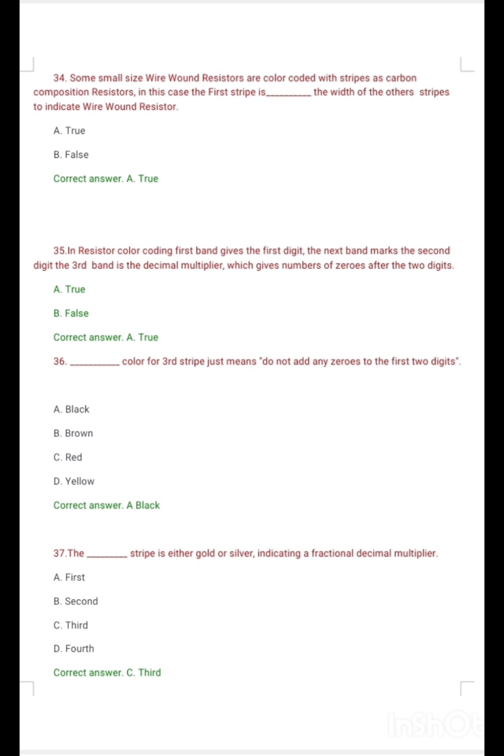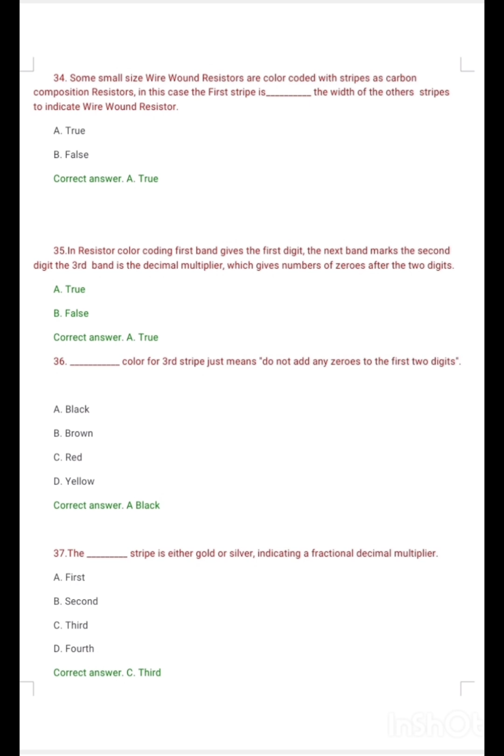35. In resistor color coding, the first band gives the first digit, the next band marks the second digit, the third band is the decimal multiplier, which gives the number of zeros after the two digits. A. True, B. False. Answer: A, true. 36. Black color for the third stripe just means do not add any zeros to the first two digits. A. Black, B. Brown, C. Red, D. Yellow. Answer: black.